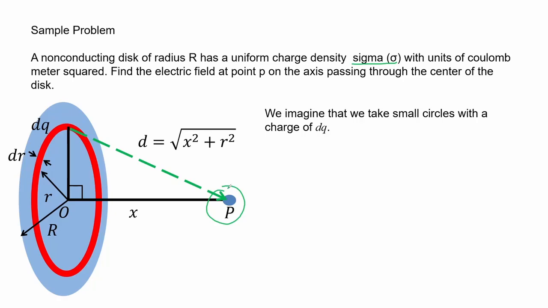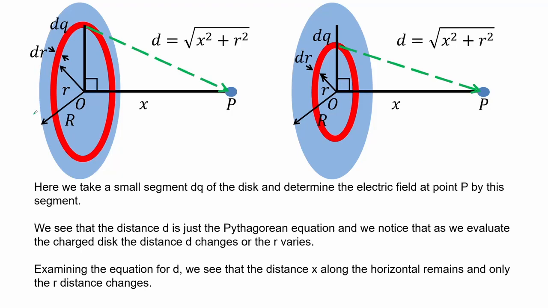We imagine that we take small circles with a charge of dq. Here we take a small segment dq of the disk and determine the electric field at point P produced by the segment. We see that the distance d is just the Pythagorean equation, and we notice that as we evaluate the charged disk, the distance d changes as r varies. Examining the equation for d, we see that the distance x along the horizontal remains and only the r distance changes.